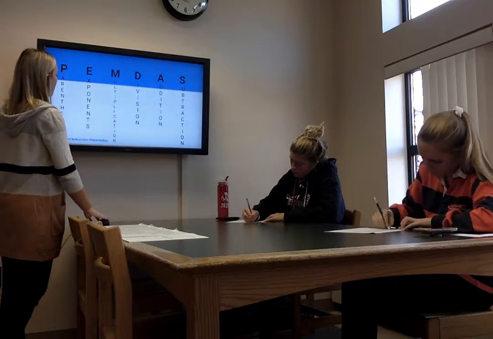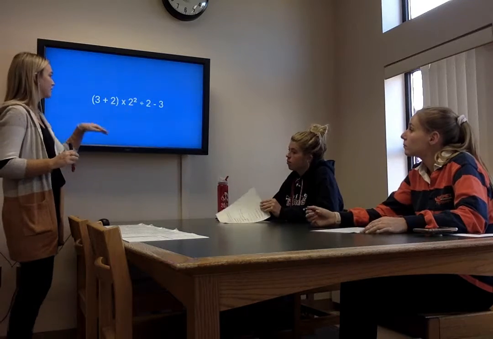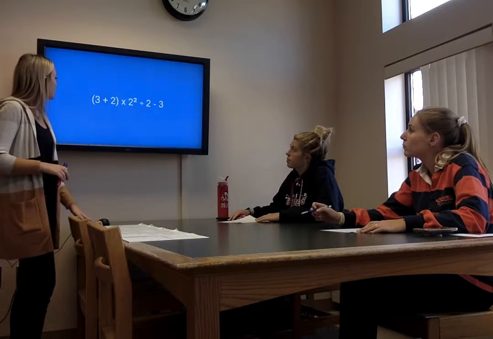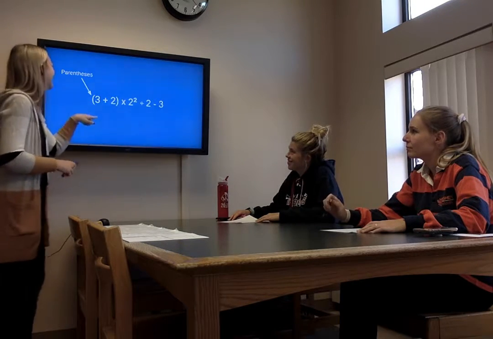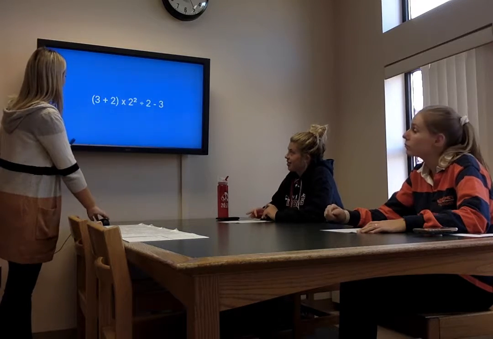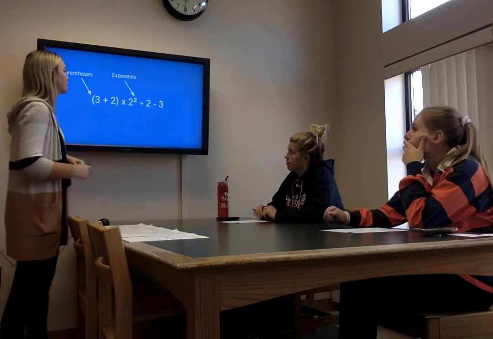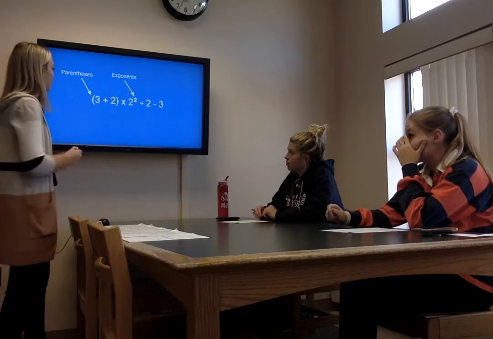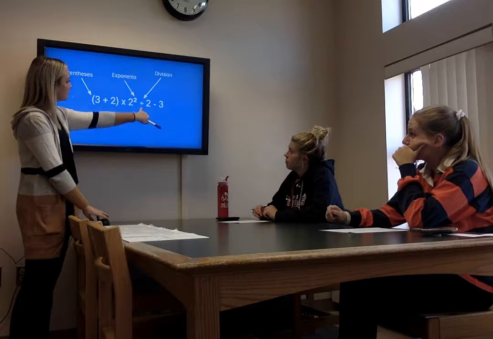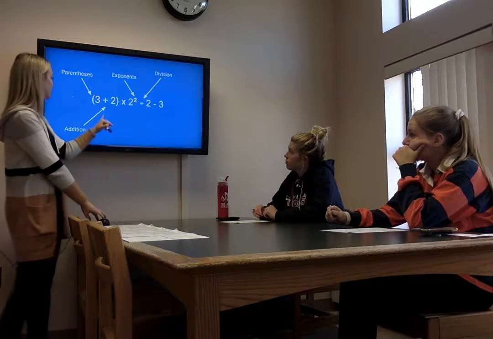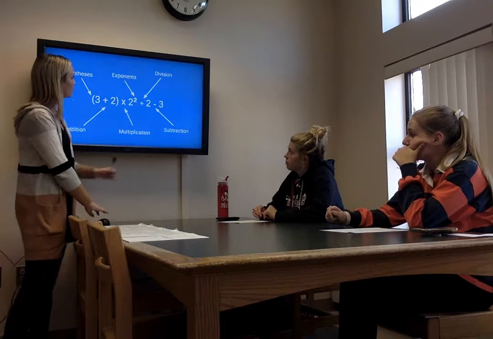So now we're going to look at a sample equation, and we're going to point out what each of those letters look like in an equation. So parentheses are the two little things around the 3 plus 2. The exponent is the little 2 that's attached to the whole number. It can also be higher than 2. It can be any number. This is a division symbol. This is an addition symbol, a multiplication symbol, and a subtraction symbol.